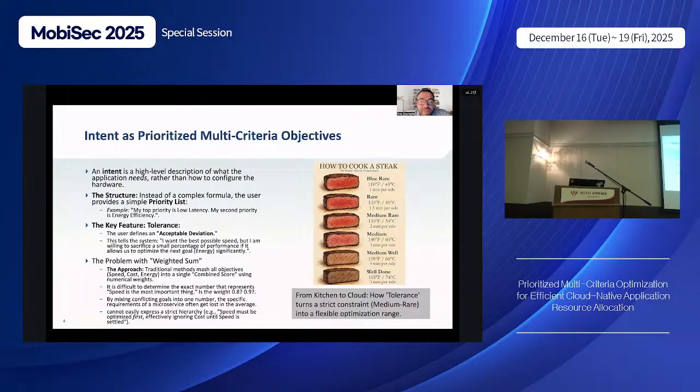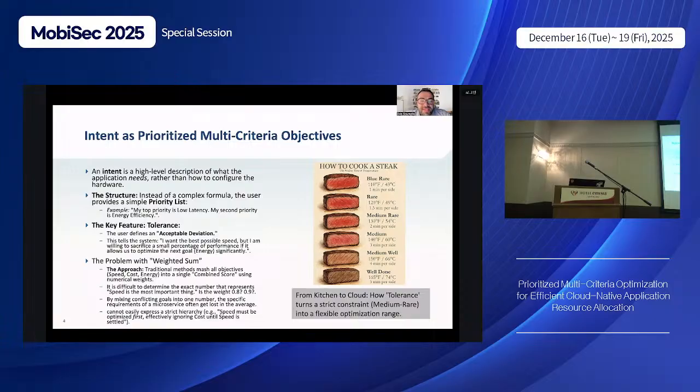Our approach respects the hierarchy. We prioritize the temperature first, however, we introduce a key feature called tolerance. You might say, I target 54 degrees Celsius, but I will tolerate a deviation up to 58 degrees Celsius if it allows for a perfect sear.